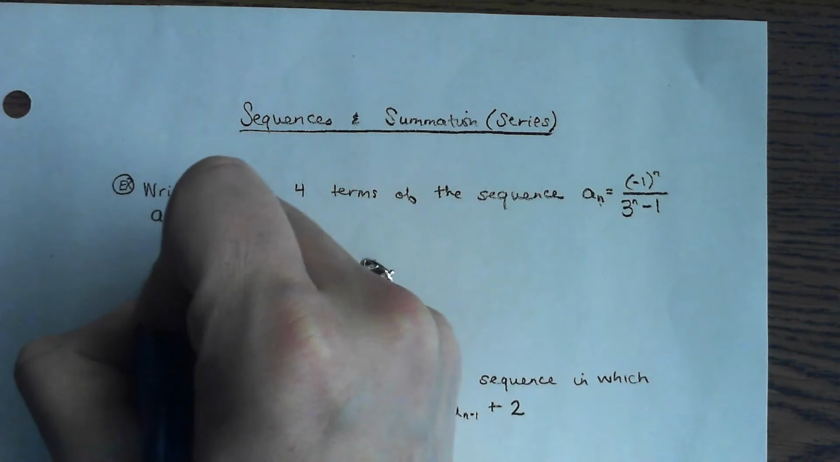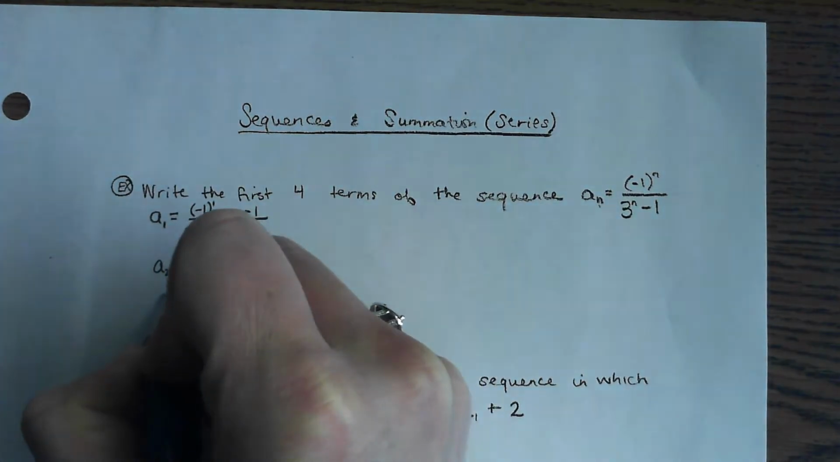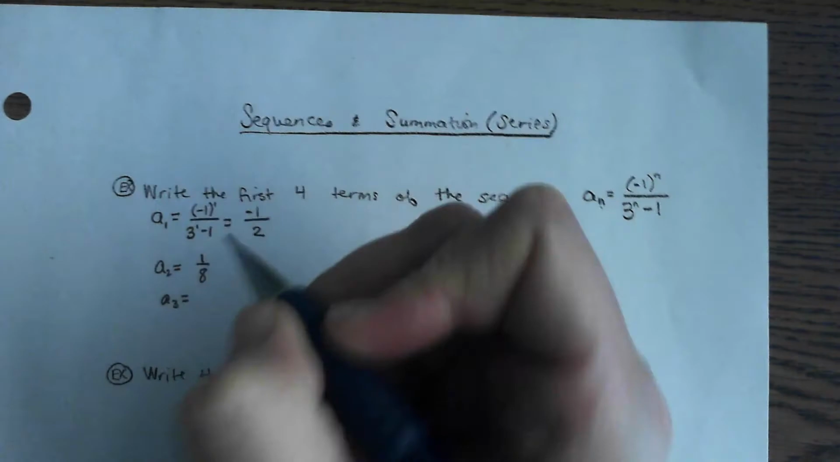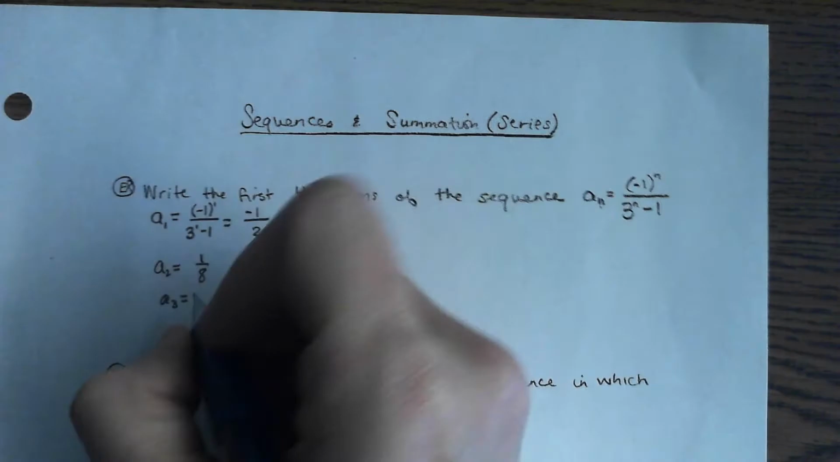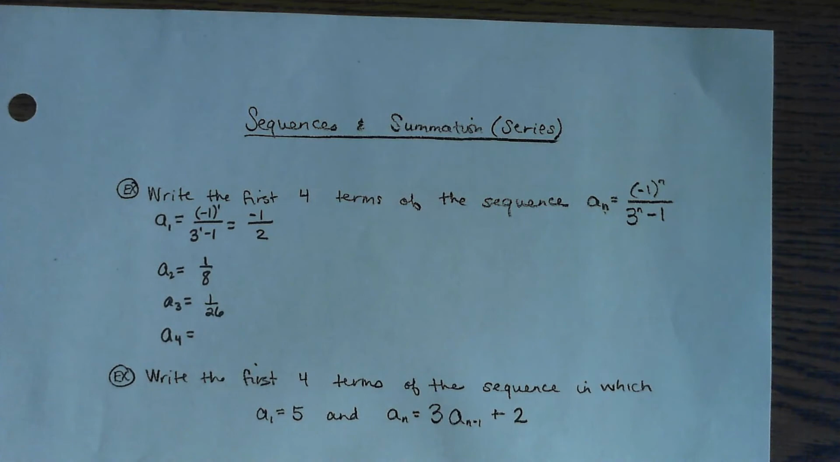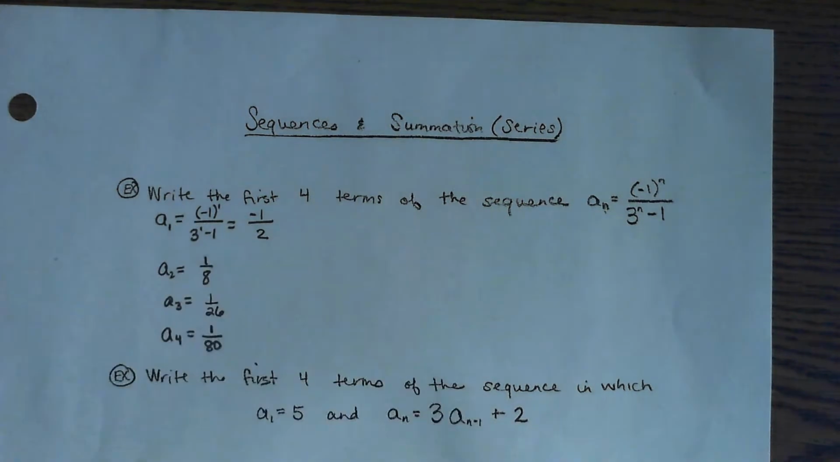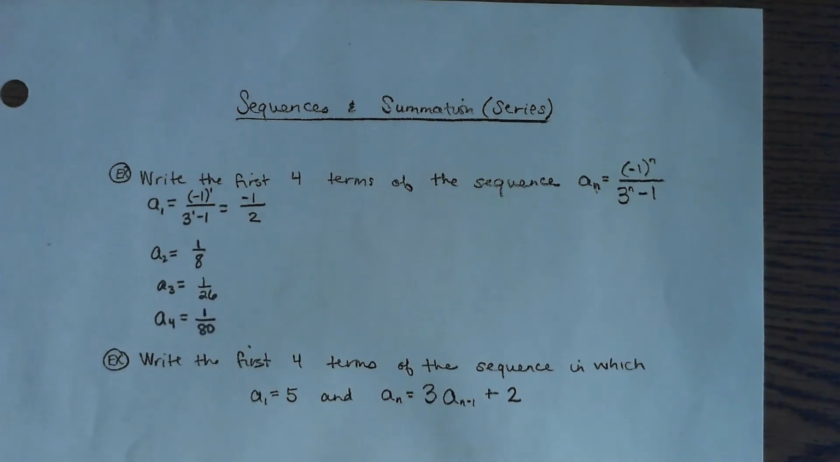Marissa, what'd you get for the second term? 1/8. Third term, Olivia? 1/26. And fourth term, Nate. Say it again. Does anybody disagree with any of those? Kenzie?